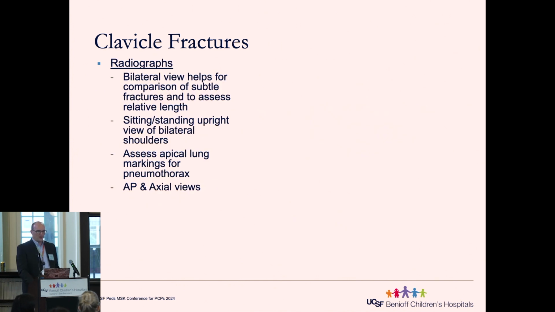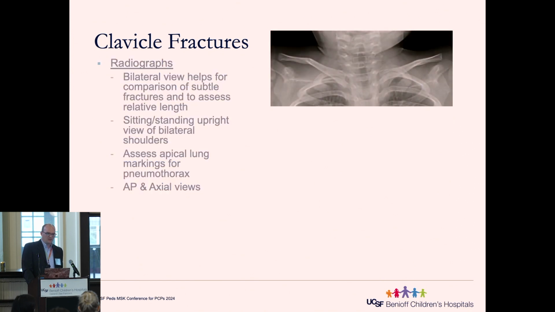So, radiographs. While you get the x-rays, sometimes bilateral can be really helpful. All right, so you can compare side to side. It can also help to understand the relative length. So one of the indications for surgery can be excessive shortening. And so it's very debatable in the pediatric literature. So I'm not going to get into indications, but seeing some relative length of the clavicle is helpful.